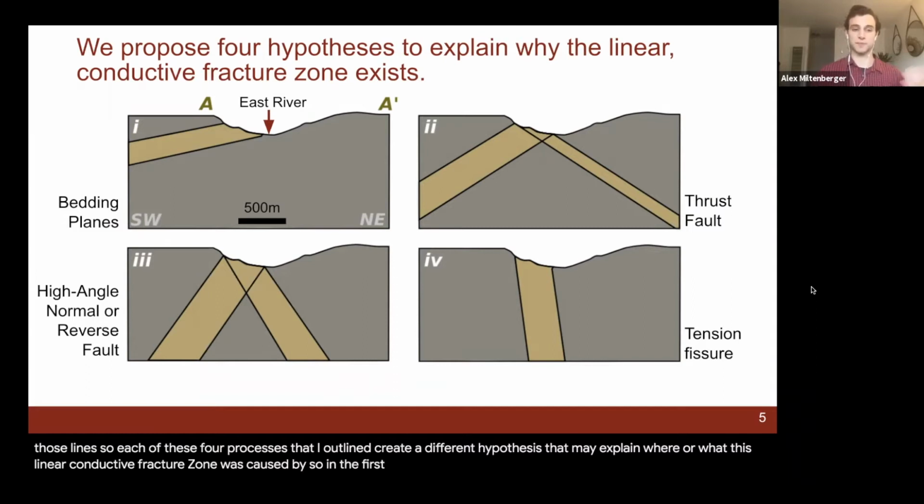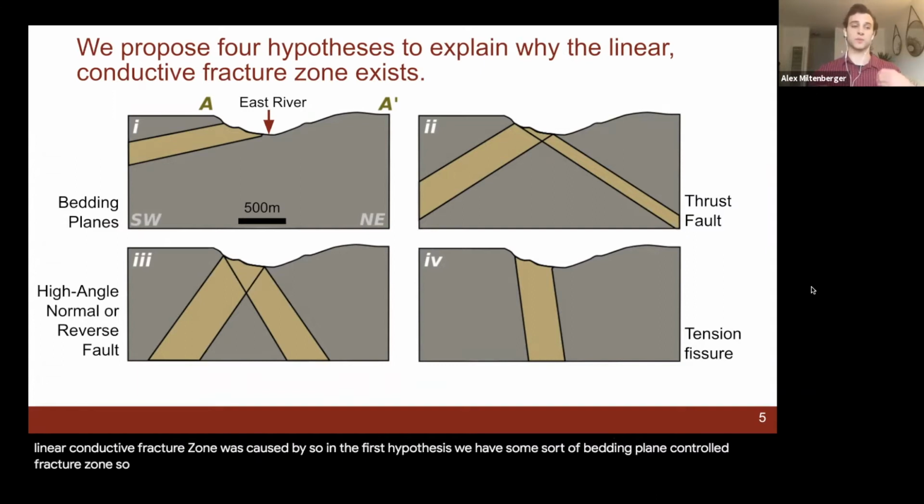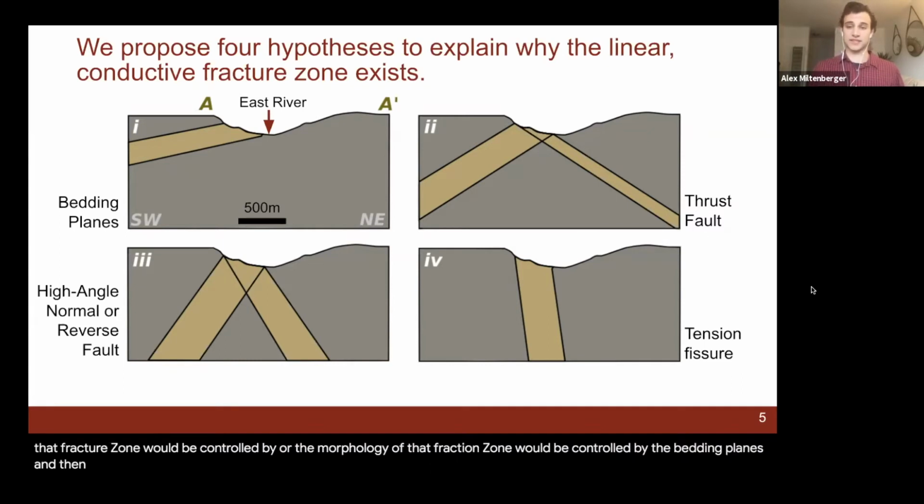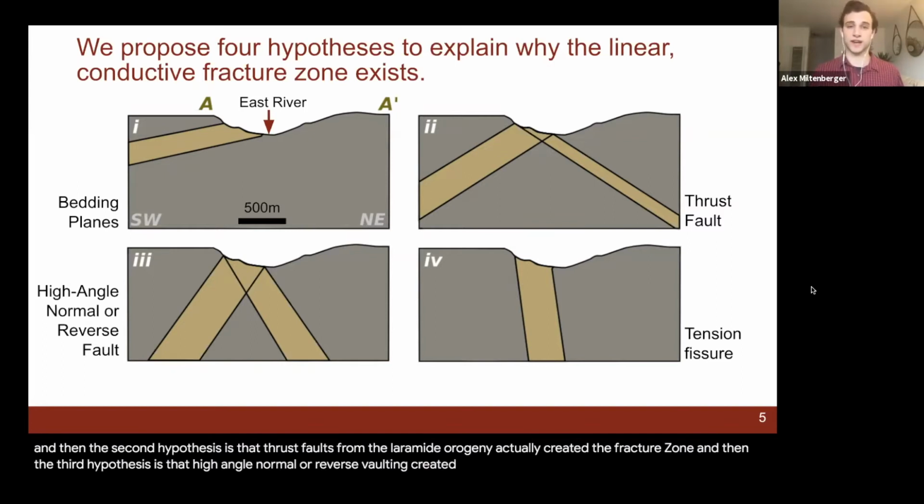So in the first hypothesis, we have some sort of bedding plane controlled fracture zone. So when perhaps a layer of sediment was deposited that became more conducive to fracturing, the morphology of that fracture zone would be controlled by the bedding planes. And then the second hypothesis is that thrust faults from the Laramide orogeny actually created the fracture zone. And then the third hypothesis is that high angle normal or reverse faulting created the fracture zone. And the final hypothesis is that the fracture zone is from that post-glacial tension fissure.